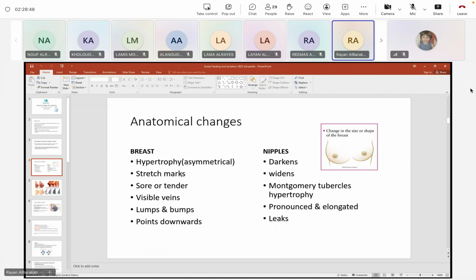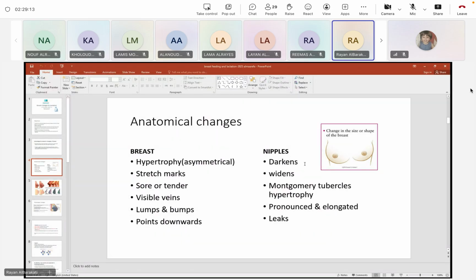Stretch marks may appear over the breast. Also, soreness or tenderness will develop, especially in the first trimester. Visible veins might appear. Lumps and bumps can be felt, and the breast will point downwards to help the function of breastfeeding the baby.